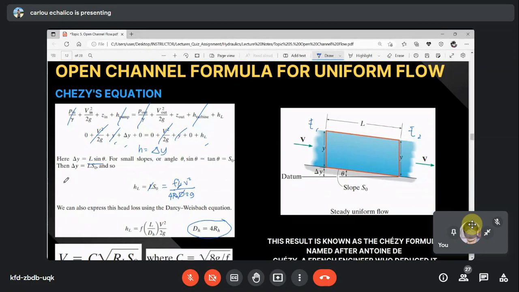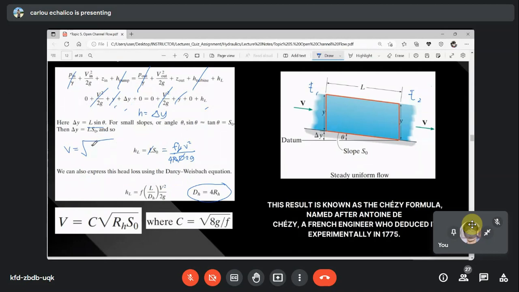In terms of velocity, this formula becomes the square root of 8g over f times R S0. Okay? So we simplify this and this becomes the formula. This now will be our formula to determine the velocity, and this is known as Chezy's equation. For open channels, Chezy's equation is what is used.